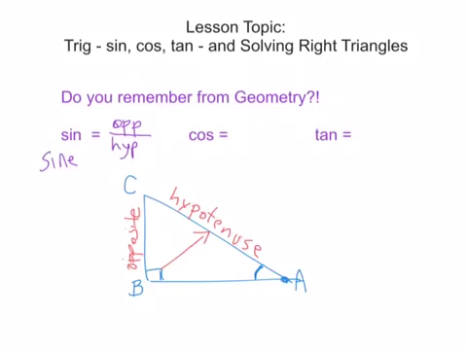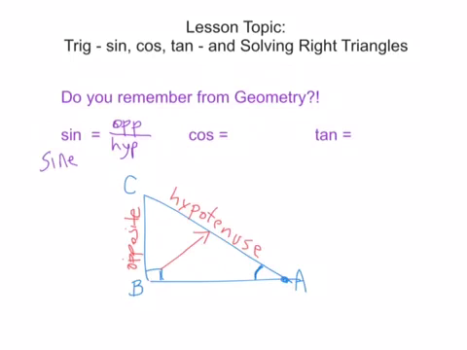Again, if I were talking about angle C as my point of reference, the opposite side would be over here. All right, so if I was going to write the sine ratio for angle A, I would write the opposite side over the hypotenuse. This side here over this side here.